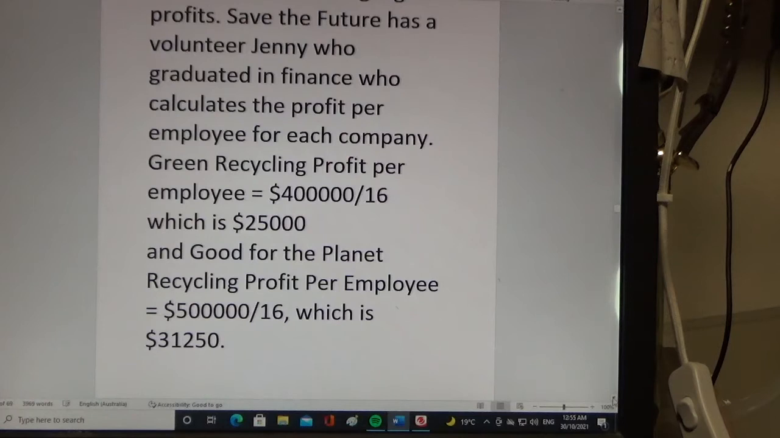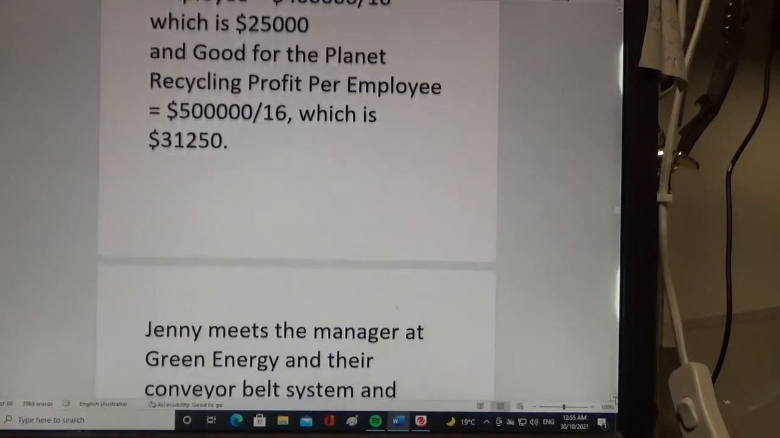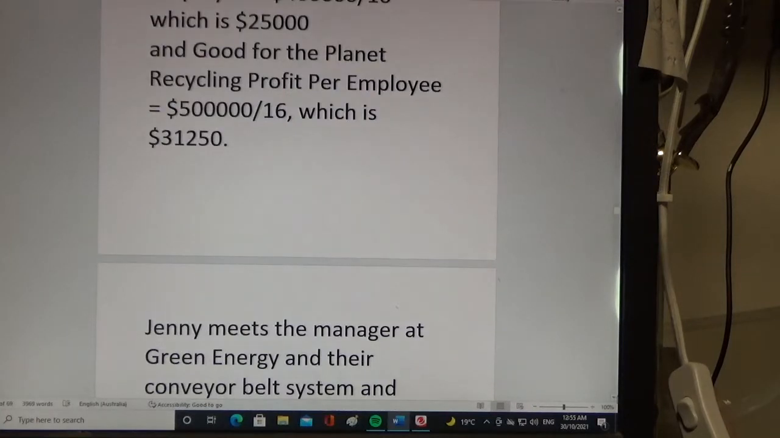25,000 per employee. And Good for the Planet, for each employee, they're getting 31,250. What's the difference? Because both have similar operations. So again, using the ratio to get you thinking.